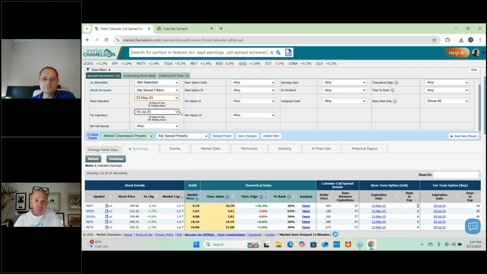Hi, Dimitri. Are we able to filter the options chain to show only high volume and high IVR, for example, as a baseline filter?